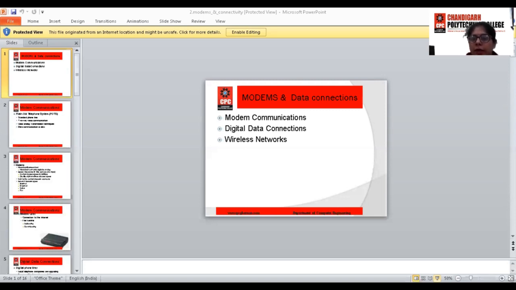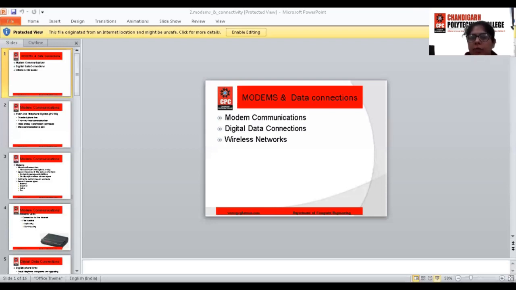Secondly, it is used for file transfer, like uploading and downloading of files. Then what is the need of digital data connection? We were using analog communication system, but it had a limitation of very low speed. So then came into existence the digital data connections. They have a fast speed as compared to analog transmissions. They are more reliable. So accordingly, the modems also have to be upgraded for the digital connection.